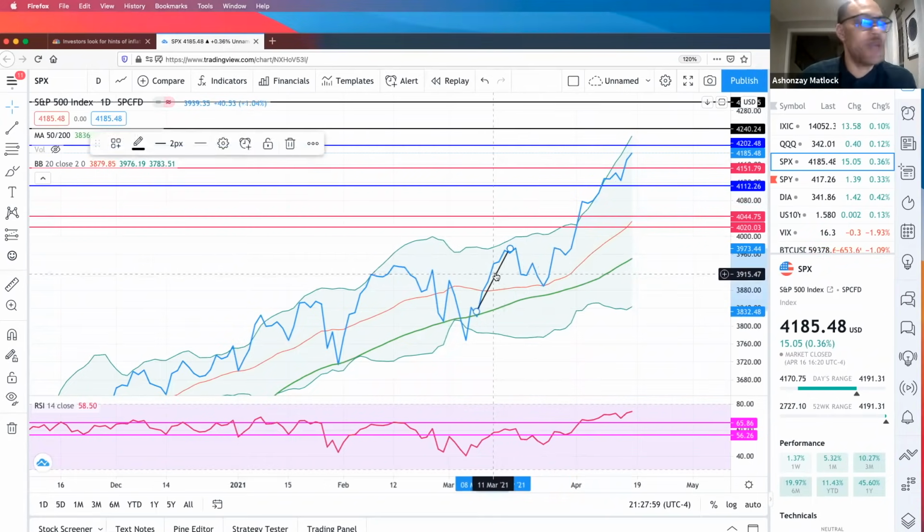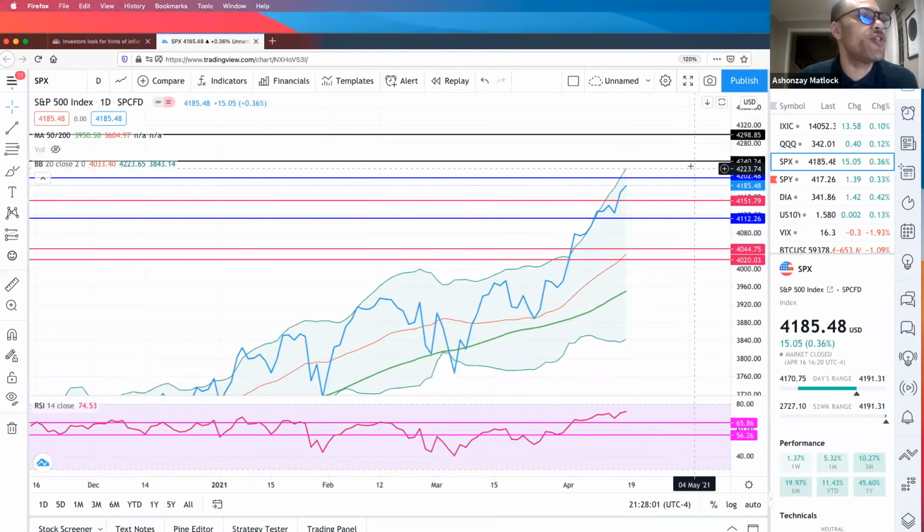So for the SPX, it does look like it's on its way to about 4,300. The levels I'll be paying attention to is 4,200 first. If we close above 4,200, that puts us in sights for about 4,240. And if we close above 4,240, then that puts us at about 4,300. And this is all within about the next 2 weeks.